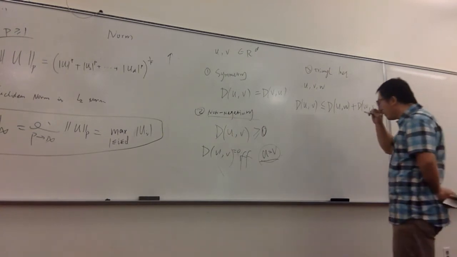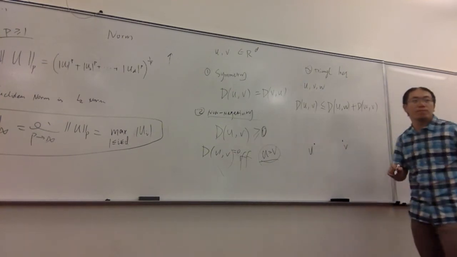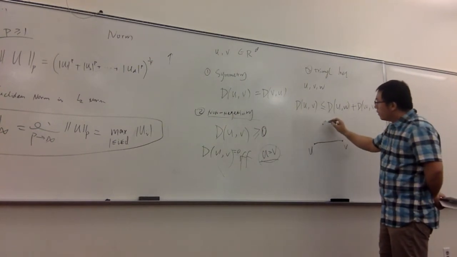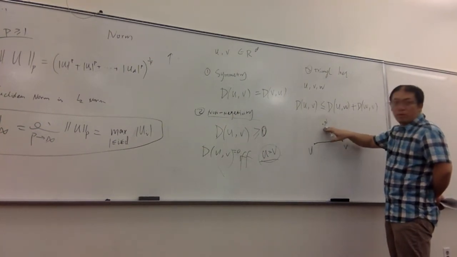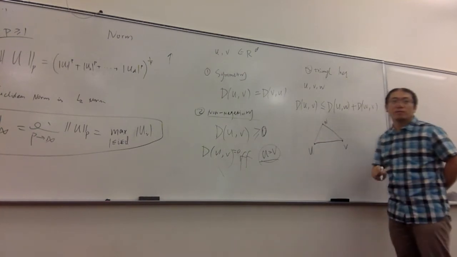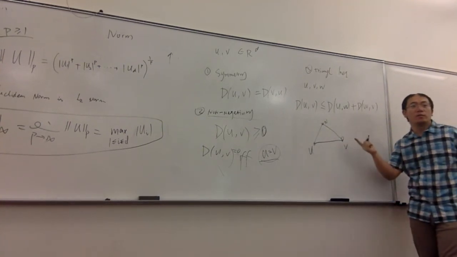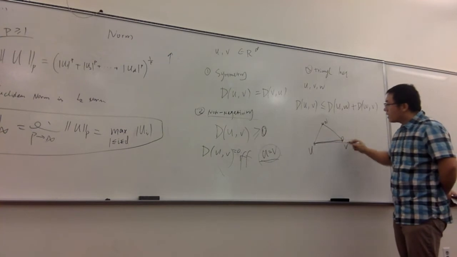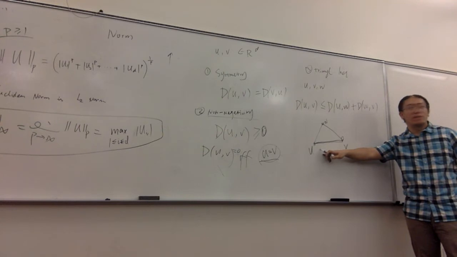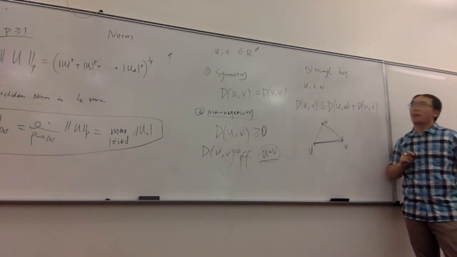From a geometric point of view, what does it mean? This is u, this is v, two points. Their distance must be less than the distance via the third point, w: the distance between u and w, and between w and v. Consider three points; this forms a triangle. The length of any edge in this triangle must be smaller than the sum of the lengths of the other edges. That's why this is called the triangle inequality.